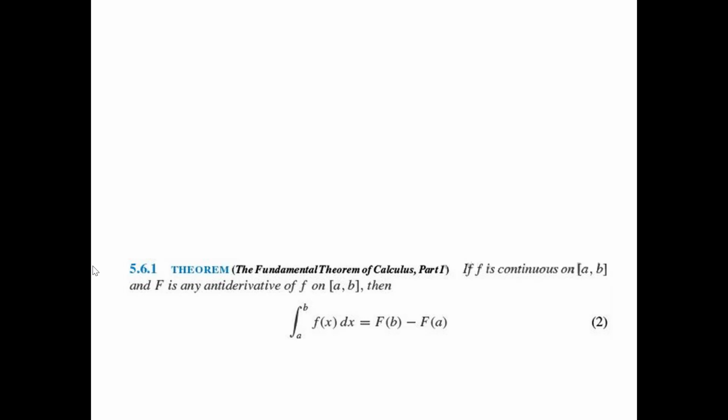If f is continuous on the closed interval AB, and if capital F is any antiderivative, you can use any antiderivative, and remember the only difference between the antiderivatives is just this arbitrary constant. So if we can use any antiderivative, we'll use the one where the constant is 0 because it's going to cancel out anyway. So if f is continuous on AB and if capital F is any antiderivative of f on AB, then the definite integral from a to b of f of x dx is the antiderivative evaluated at b minus the antiderivative evaluated at a.